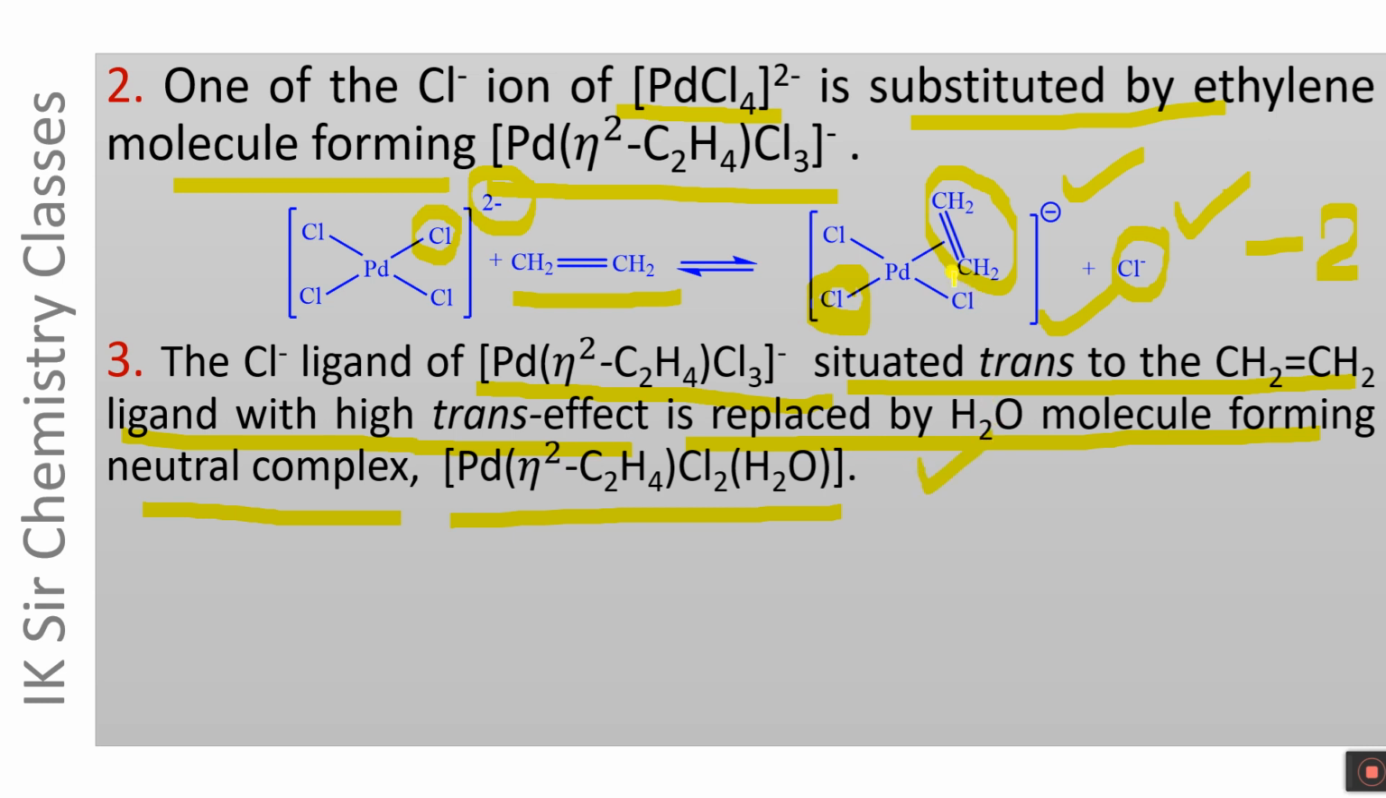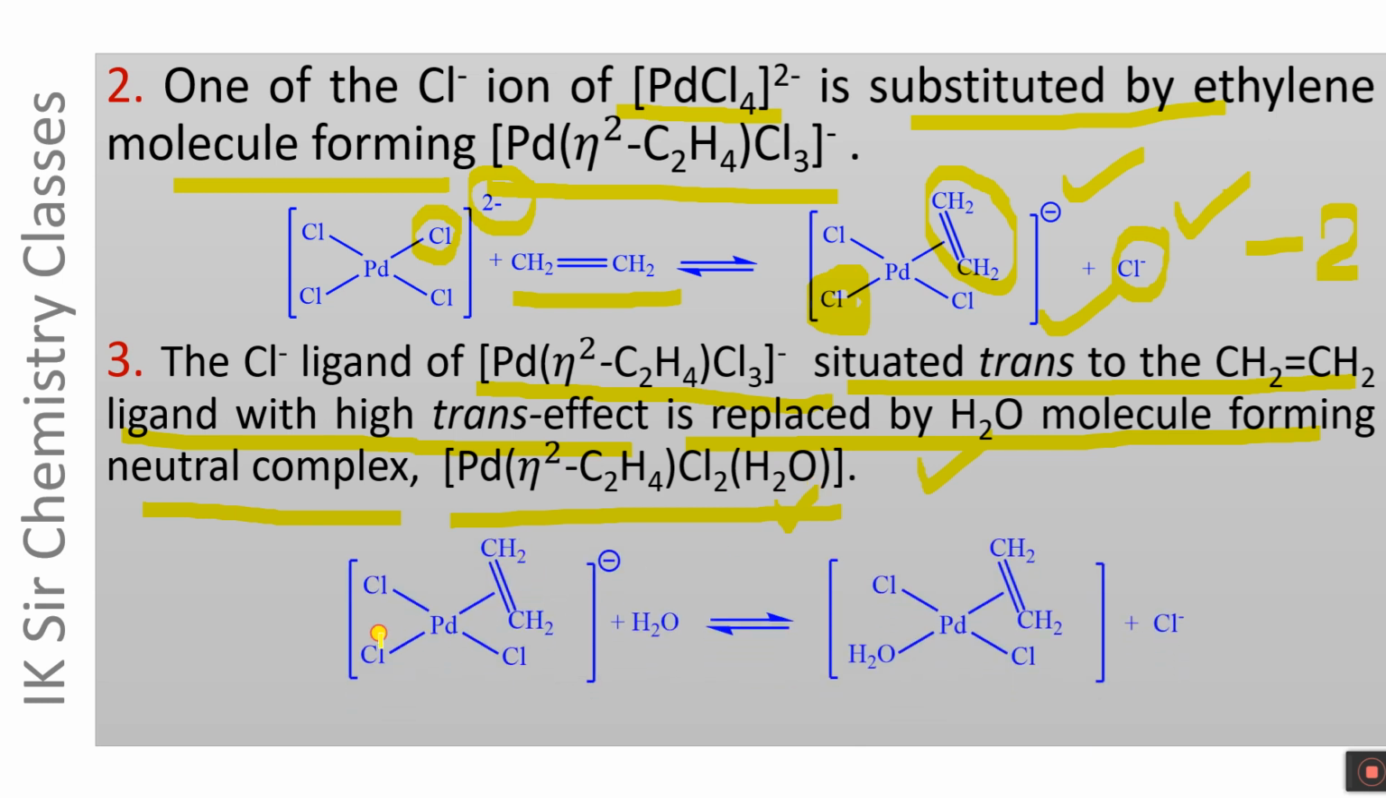The ethylene molecule has a tendency to activate the Cl- ion opposite to it towards substitution reaction. This is called the trans effect of ethylene. This is why the Cl- ion of this complex situated trans to the ethylene molecule is replaced easily by an H2O molecule, forming a neutral complex as follows.